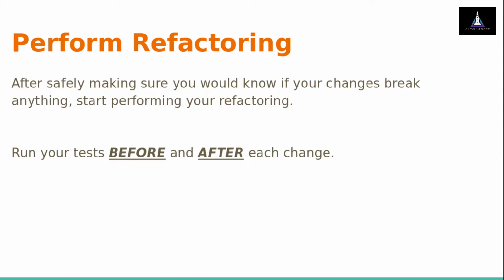After safely making sure you know exactly if fewer changes break the code or break the clients, you would start performing your refactoring according to the potential smell that you have. Let's say I have some kind of a long method and I decided to start using extract method, okay? After every time I extract a method, I'm going to run the tests and make sure that the client is not being broken. So that's basically what it is.